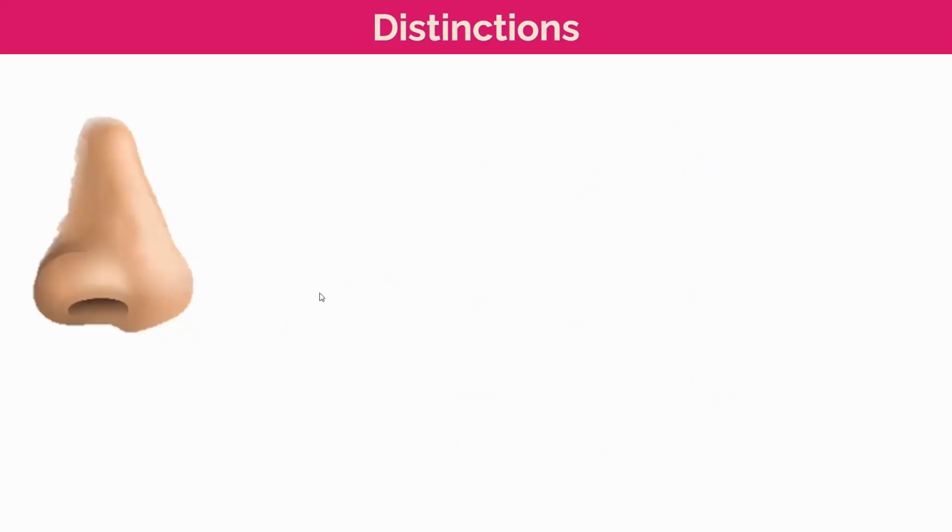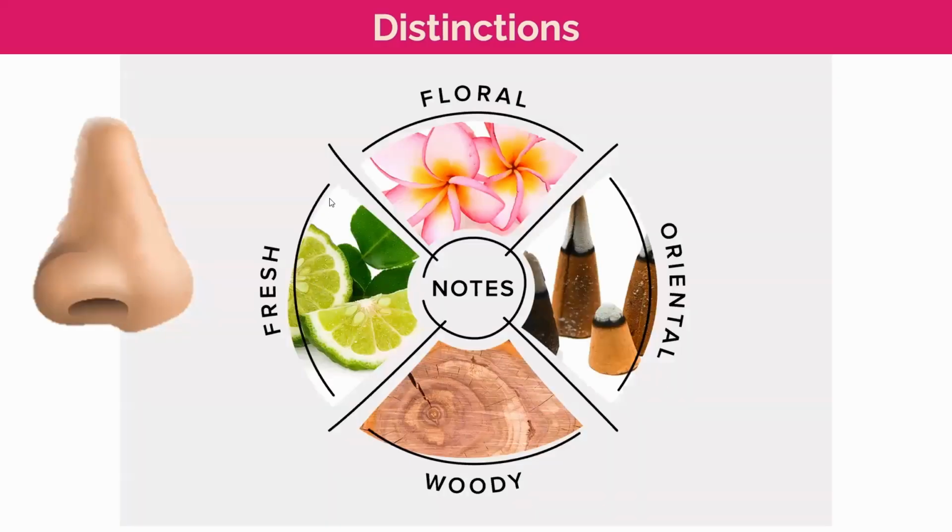And then next we have the nose. So the Pali Canon goes into a detailed explanation of what each distinction is, not in the same words, but I'm taking a more contemporary example. So we have oriental, woody, fresh, floral. These are some examples of the distinctions that you feel through the nose.